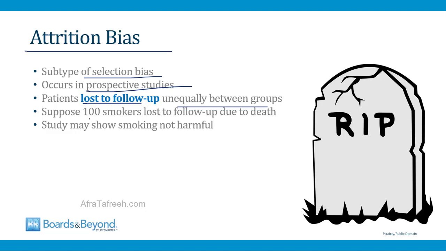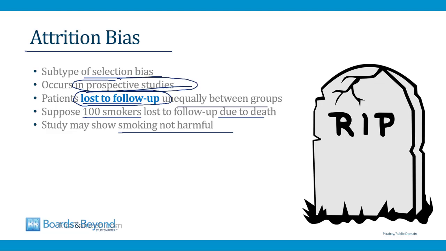So for example, suppose 100 smokers were lost to follow-up due to death, and you were studying the effects of smoking on health. Your study might show that smoking is not harmful, but that's because 100 smokers who died were lost to follow-up. So in any prospective study, you always have to pay close attention to patients who drop out of the study. You have to make sure you can understand why they dropped out and make sure there isn't an unequal loss of patients between the different groups that you're comparing.